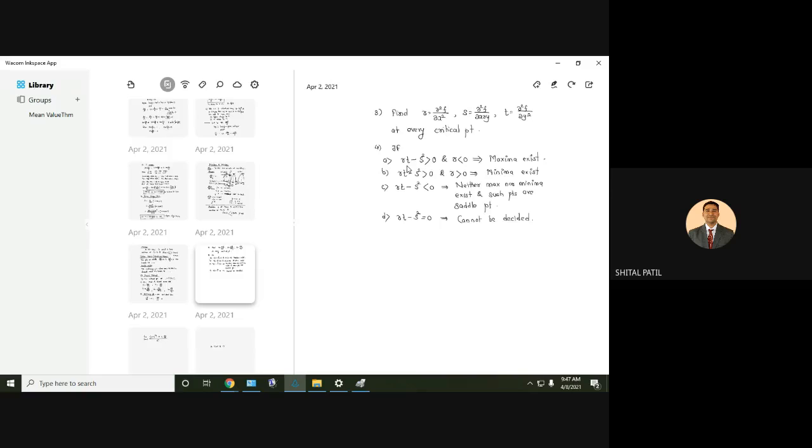If at a particular stationary point rt minus s square is greater than 0 and r is less than 0, maximum exists. If rt minus s square is greater than 0 and r is also greater than 0, minima exists. If rt minus s square is less than 0, negative, neither maxima nor minima exists, and such points are known as saddle points. Whereas if rt minus s square is equal to 0, then it is not possible to decide whether maxima or minima exists.